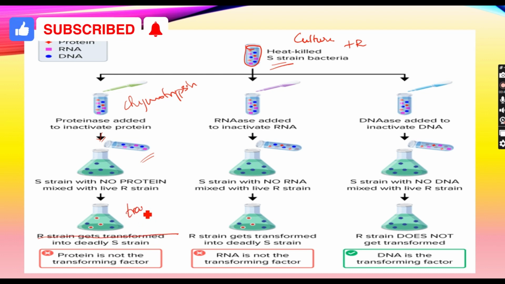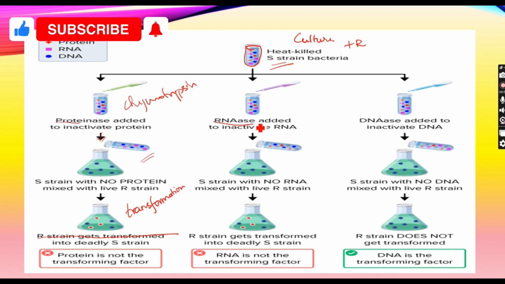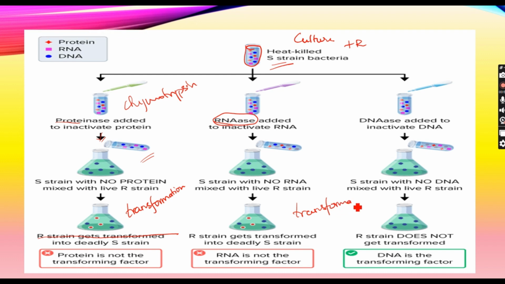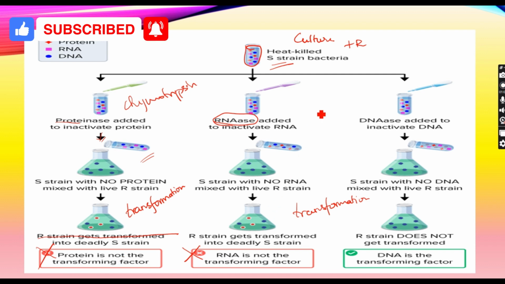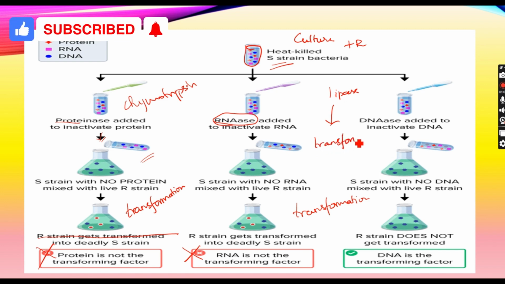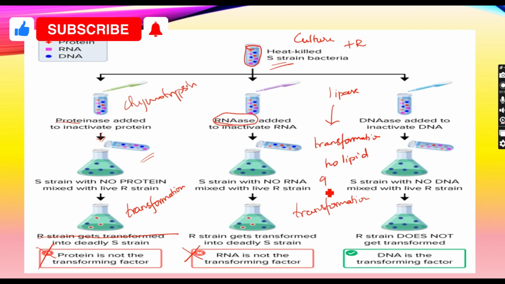That means transformation happens after the proteinase introduction also. Then RNase is introduced, and the transformation still happens. So here we can find it is not RNA, not a protein. Even when a lipase is introduced, it too causes a transformation, which shows that no lipid is the genetic material.